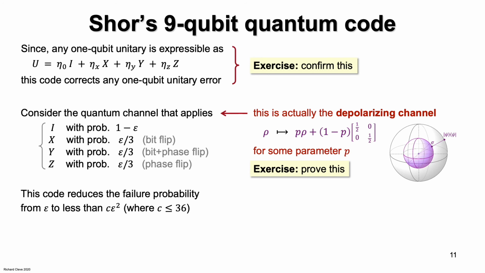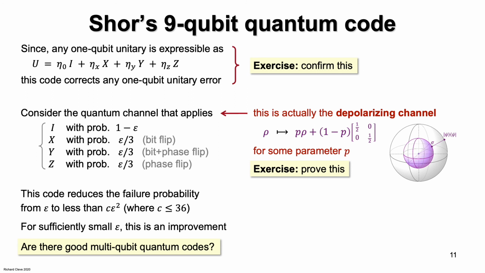So if epsilon is small enough to begin with, then the effect of squaring epsilon is more pronounced than the effect of multiplying epsilon by c, so the effective error is decreased. The cost is that Alice has to send 9 qubits to convey just 1 qubit, so the rate of this code is 1/9. Are there good multi-qubit error-correcting codes for quantum information? I will discuss this in the next lecture.